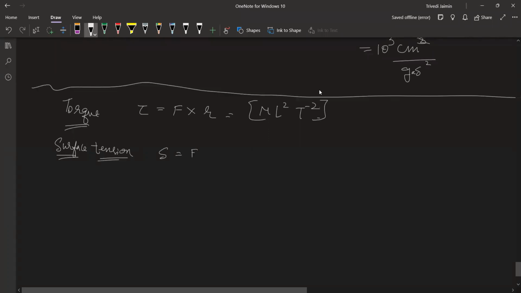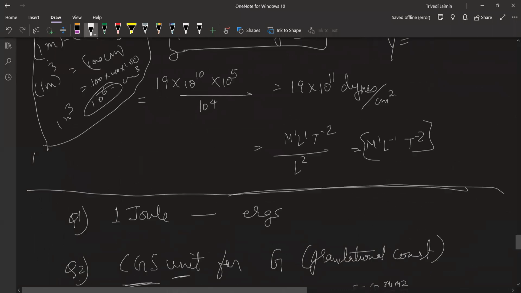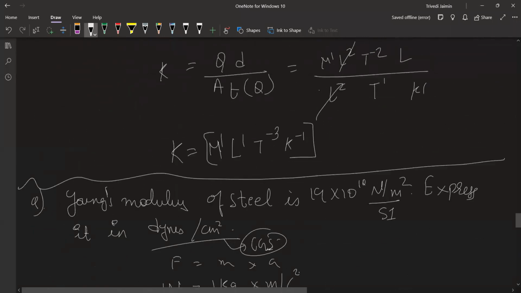S equals force per unit length, so it will be M T minus 2. Sir, how come you gave something else yesterday? It's the same, check. F by L is the same thing as rho g r h by 2.